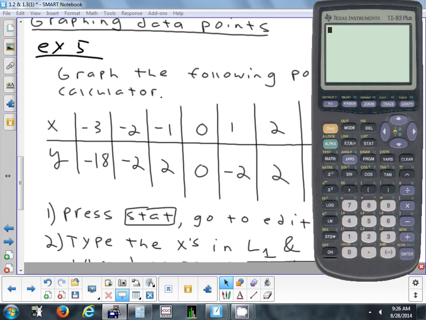Okay, what I want you to do is press the stat button. Okay, on my calculator it's right near the arrows. So press stat. And next you're going to go to edit. Edit's the first choice.